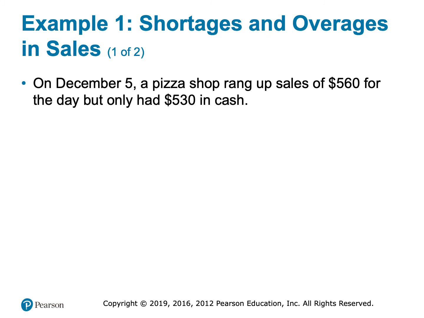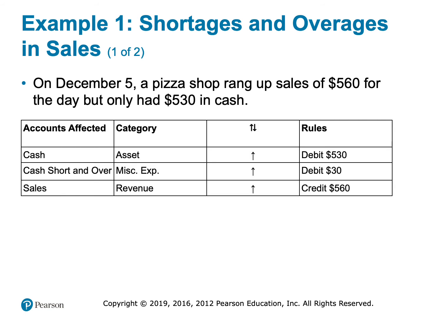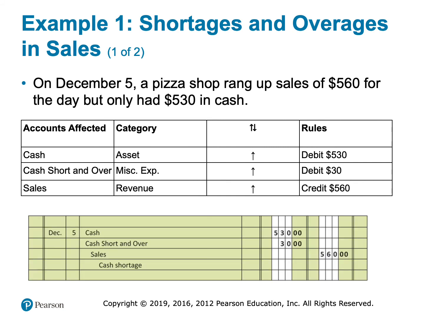So here we're told on December 5th, we have a pizza shop that rang up sales of $560, but we only wound up with $530 in cash. So we have a shortage of $30. So we'll debit cash for $530. We'll debit that cash short over for $30, and then we'll credit sales for $560. Notice we're going to go ahead and record sales at the total amount, this is what we sold, even though that's not how much we got in cash because of some mistakes. It's okay. So we've got a debit to cash short over and a debit to cash, and then a credit to sales for the full amount.